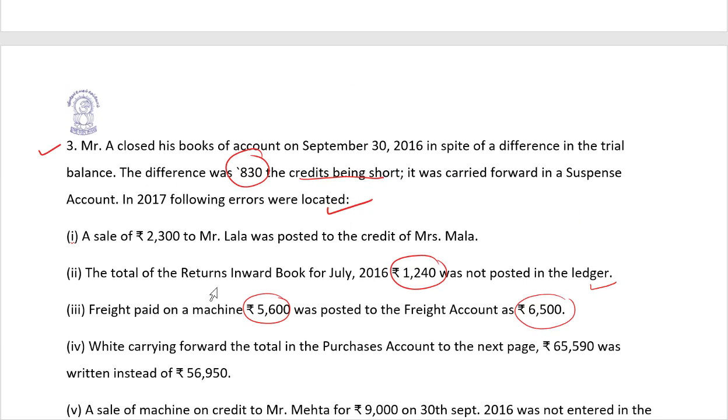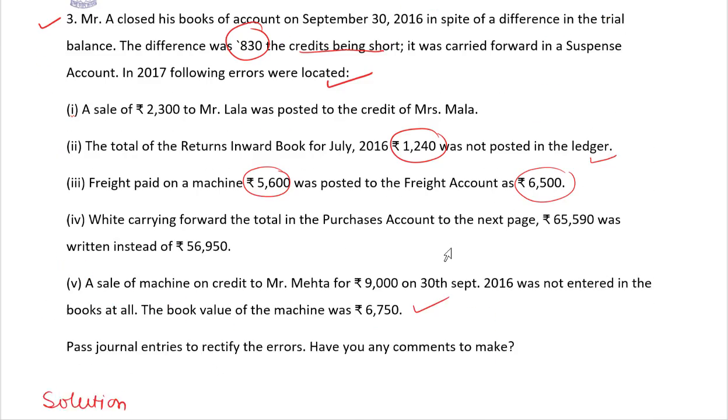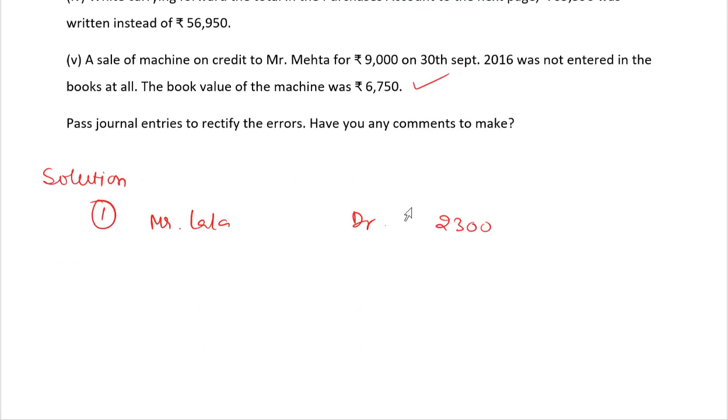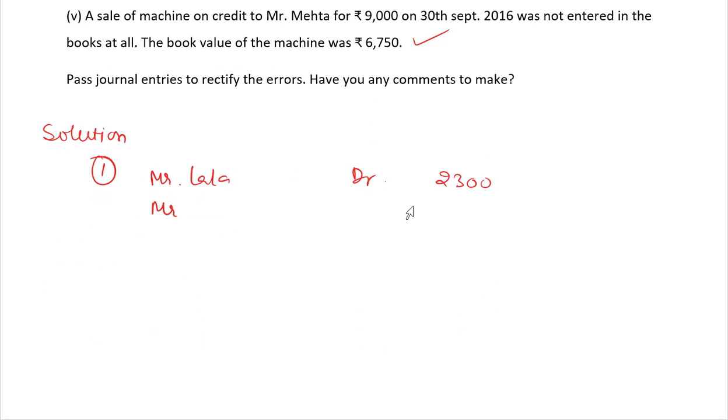It was posted by mistake to Mrs. Mala. So Mrs. Mala, we will correct. Credit of Mrs. Mala, so we need to debit Mrs. Mala now. Mrs. Mala debit 2,300, and we will do what? On the credit side, suspense account 4,600.